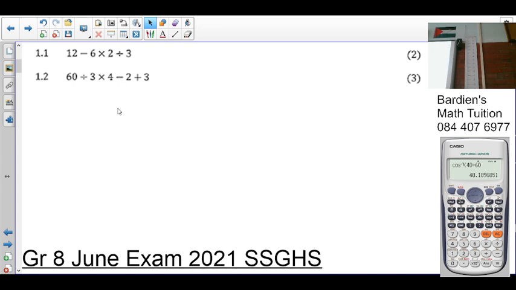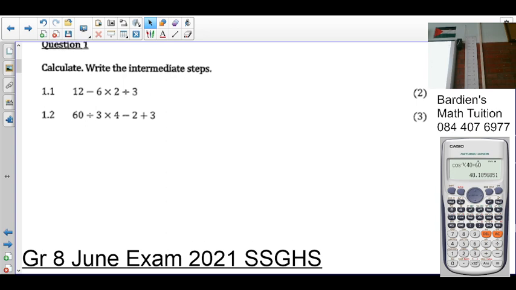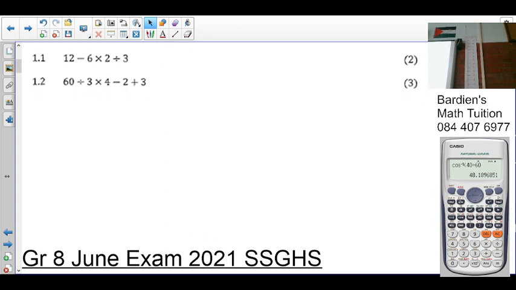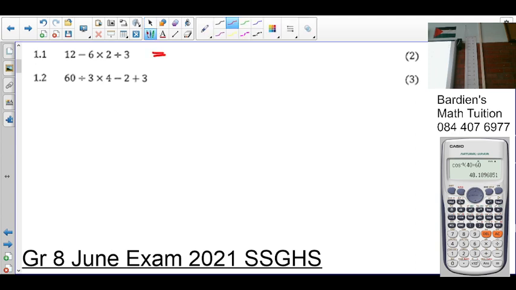Okay, 1.1. The question says calculate or simplify or determine. Write the intermediate steps. What are intermediate steps? The calculation basically. So what needs to be done first? Multiplication. So it's 12 minus 12 divided by 3. Now what must be done? Division. So it's 12 minus 4. 12 minus 4 is 8.